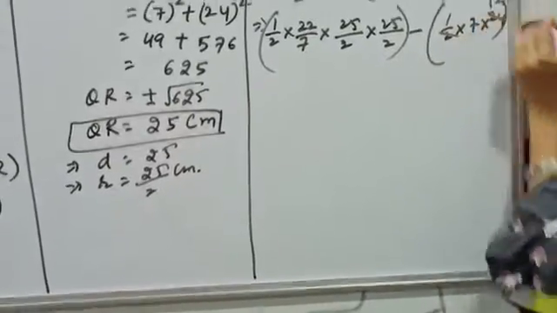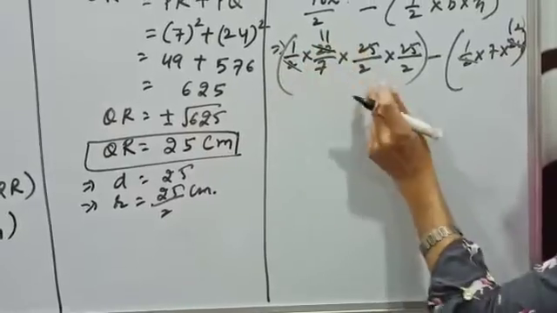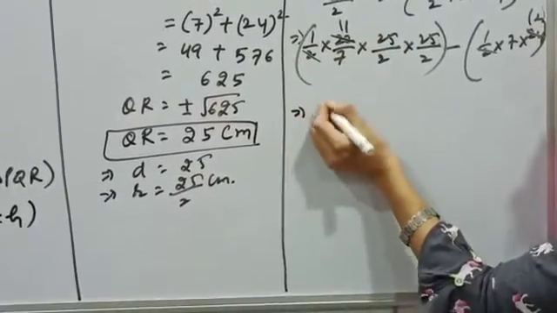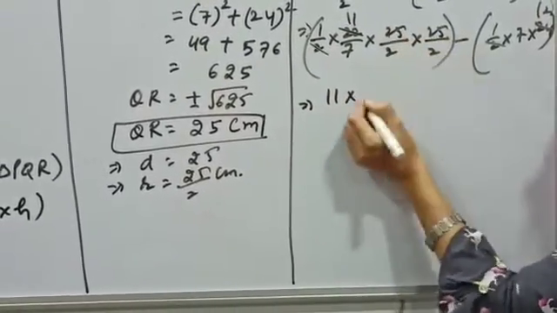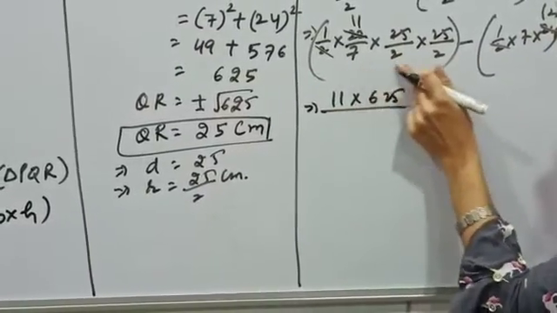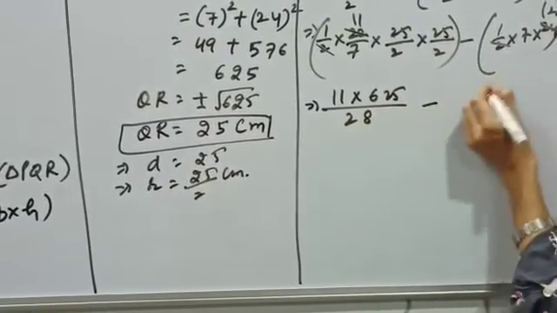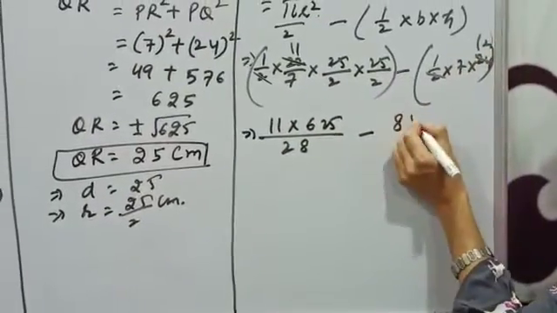You can cut out on the 12. So 2 is cut out from 22 leaving 11. So we have 11 into 25 into 25 upon 7 into 2 into 2, which is 28, minus 12 into 7, which is 84.